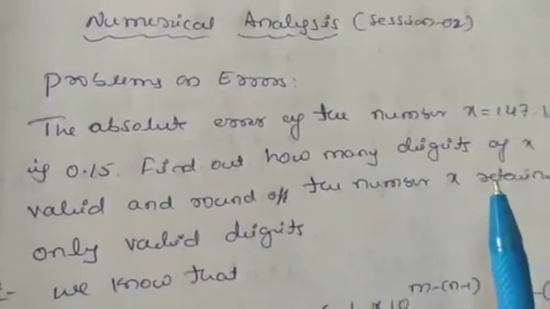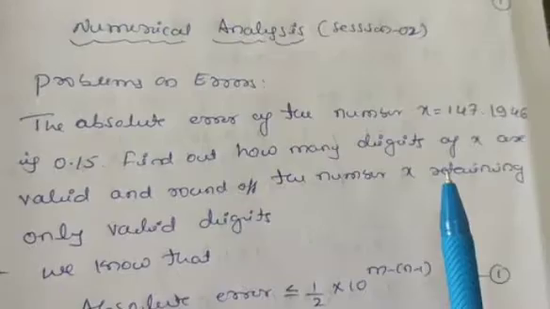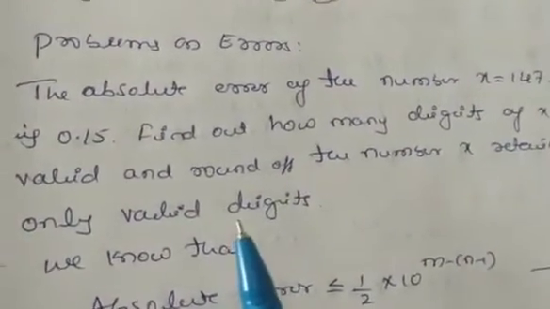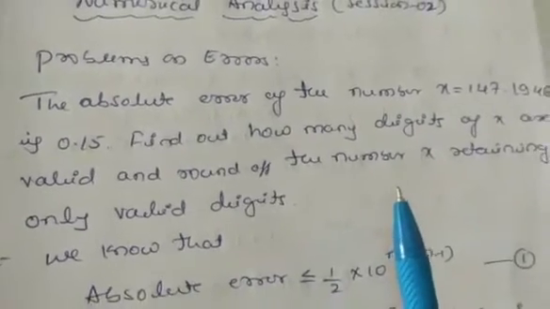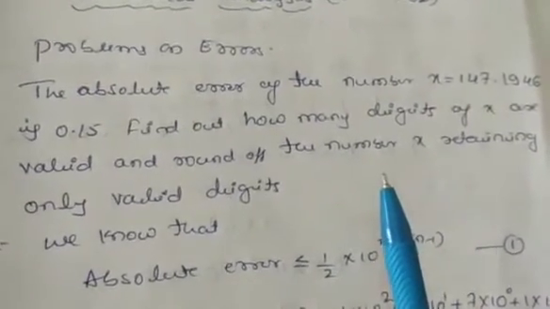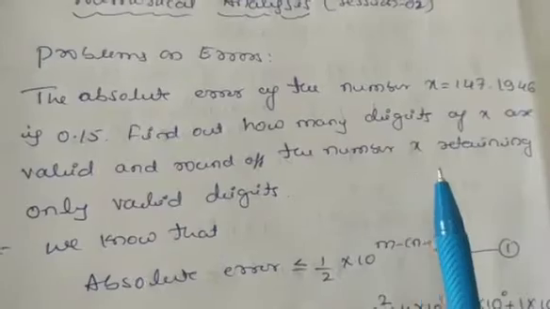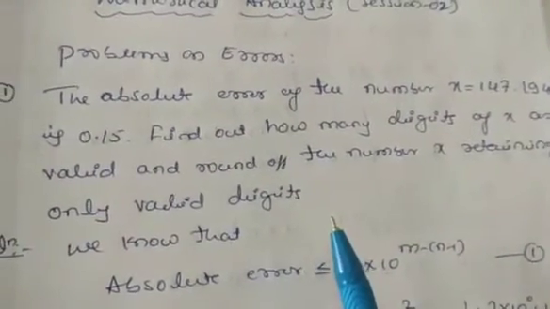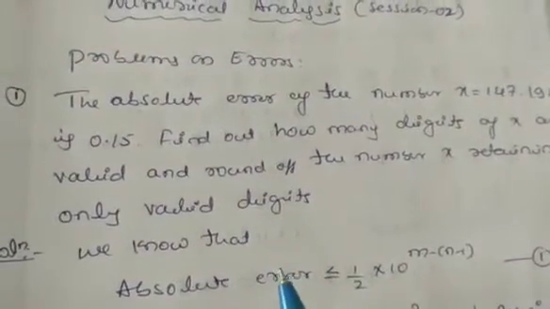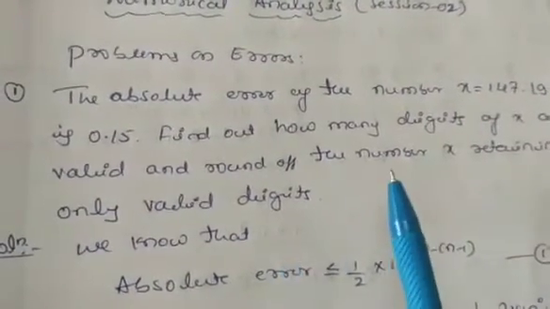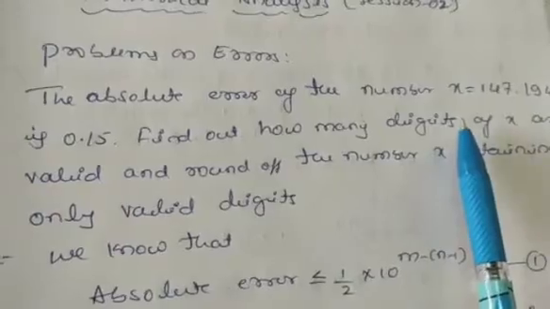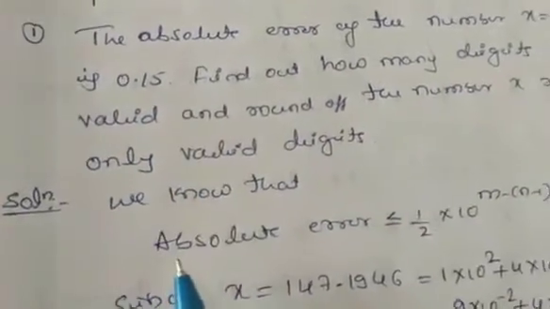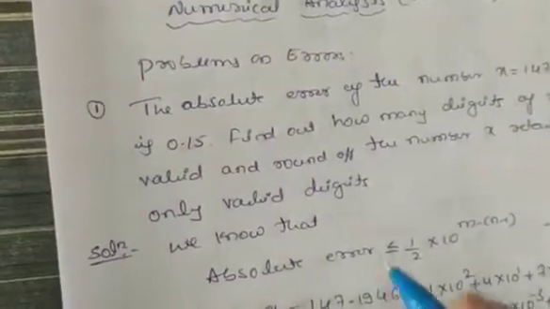The absolute error of the number x equals 147.1946 is 0.15. Find out how many digits of x are valid and round off the number x retaining only valid digits. So here first you have to make sure what is given. Here the number is given and its absolute error is given. This 0.15 is the absolute error.